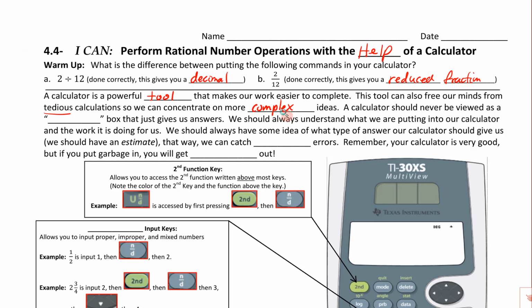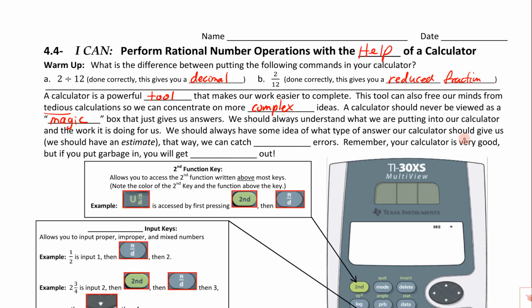So this is what we're working on. We're going to use our calculator to make some tasks easier so that we can use our mind and stretch our brain in different ways. A calculator should never be viewed as a magic box. Write the word magic right here. It's not a box that we just type stuff into and it magically gives us the correct answer. It's got a lot of sophisticated stuff in there, but we really need to understand what's going on. We should always understand what we're putting into our calculator and the work that it's doing for us. And we should always have some idea of what type of answer the calculator is going to give us. We should have an estimate, a ballpark idea of what's going to happen.